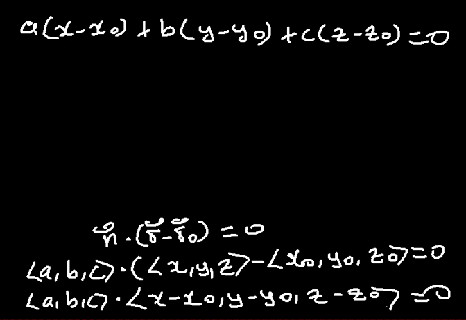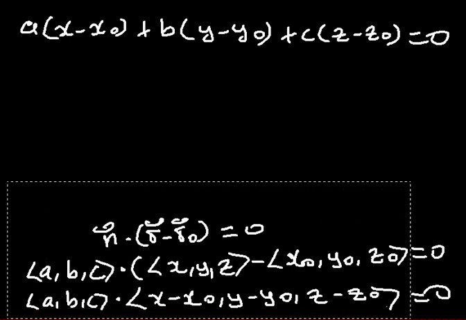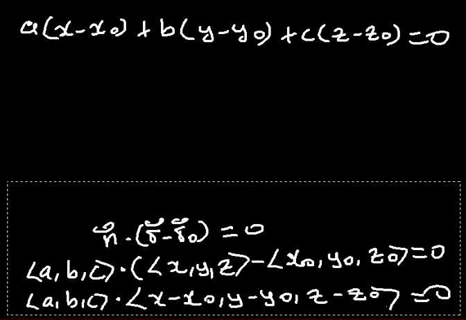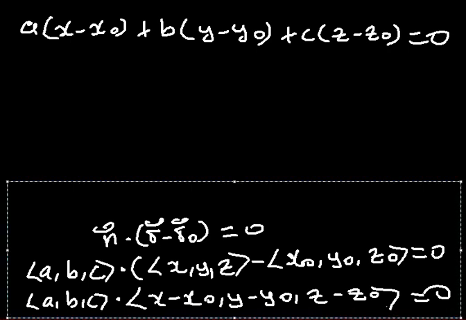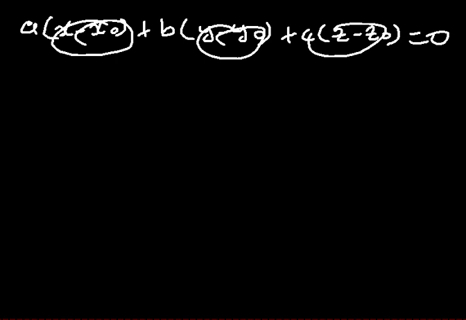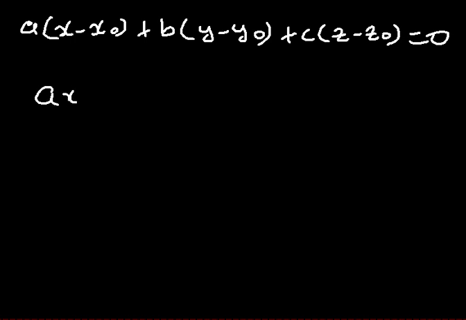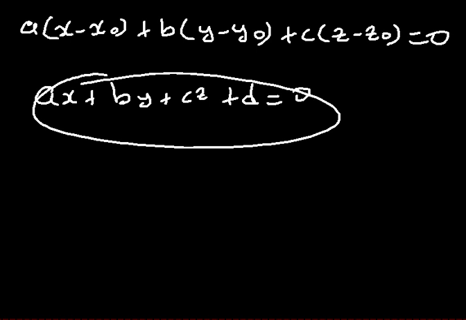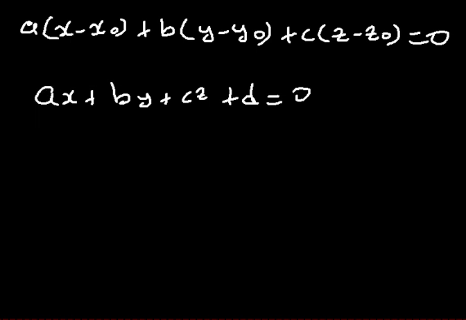And now, apart from the scalar equation of a plane, we also have another way of presenting the equation of a plane, and that will be obtained upon expanding and expressing whatever we have here, and that will be given as ax plus by plus cz plus d, which is equal to 0. So this is what you call a linear equation of a plane.